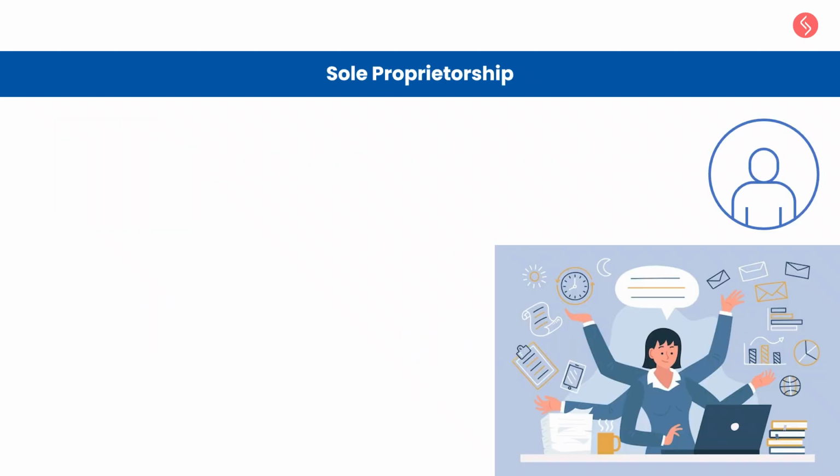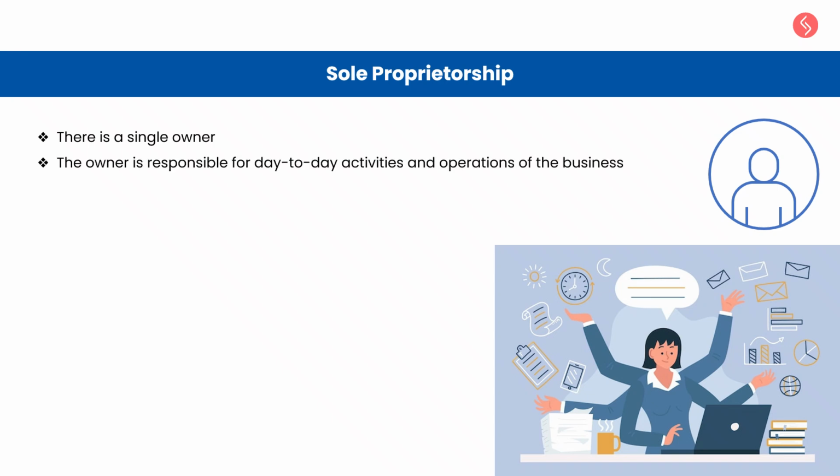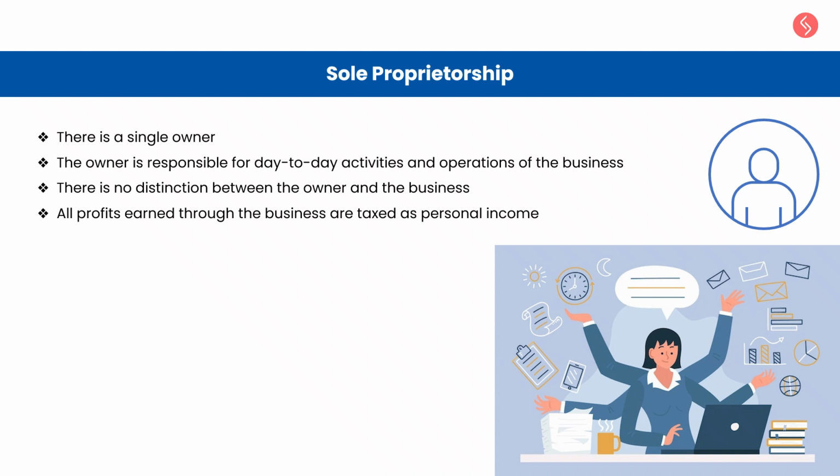A sole proprietorship is a business where there is a single owner. The owner is responsible for day-to-day activities and operations of the business. There is no distinction between the owner and the business. All profits earned through the business are taxed as personal income.